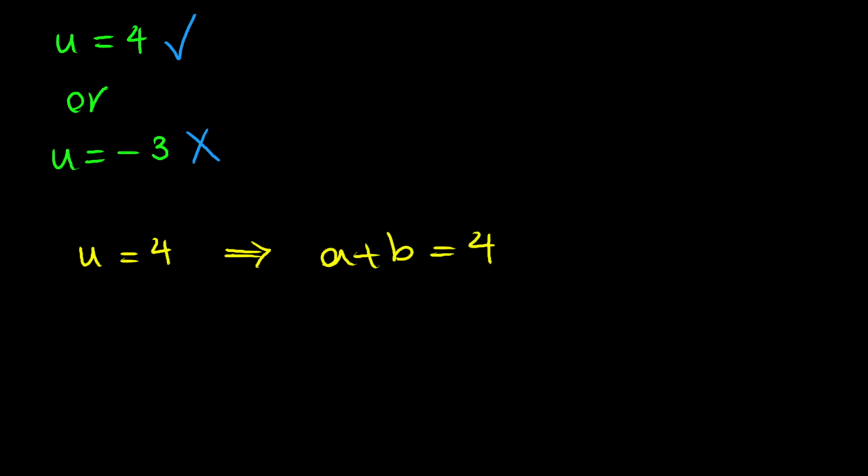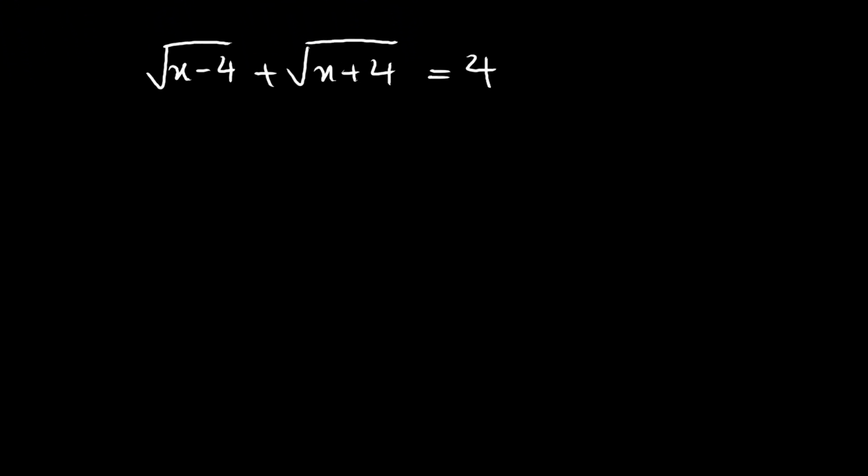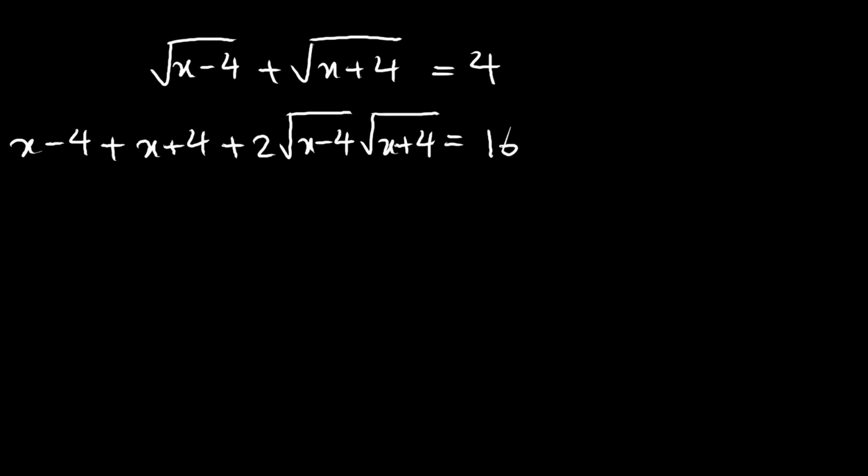and from this I can say that a plus b equals 4. Now, since a is the square root of x minus 4 and b is the square root of x plus 4, we have the square root of x minus 4 plus the square root of x plus 4 equals 4. And at this point, in order to solve for x, we need to square both sides. So we're going to have x minus 4 plus x plus 4 plus 2 times the square root of x minus 4 times the square root of x plus 4, and this is equal to 16.